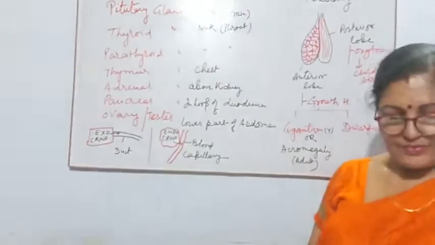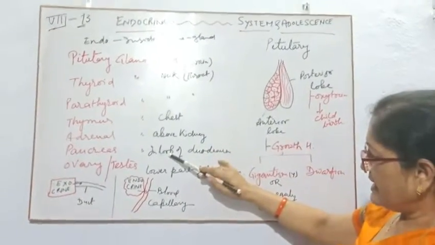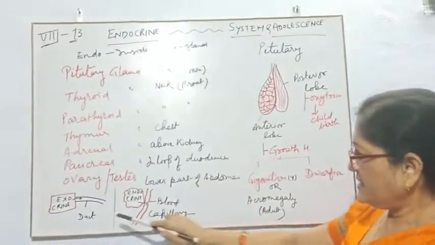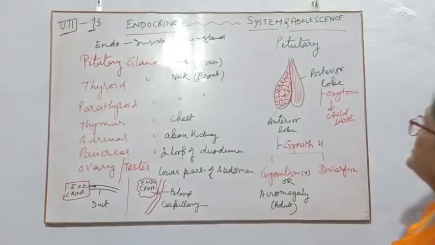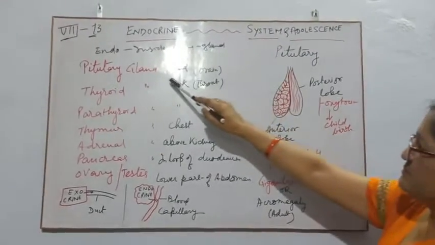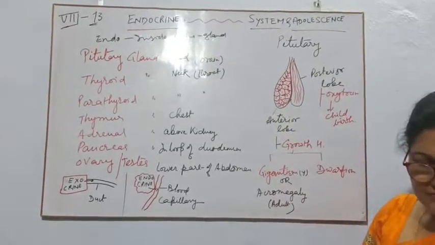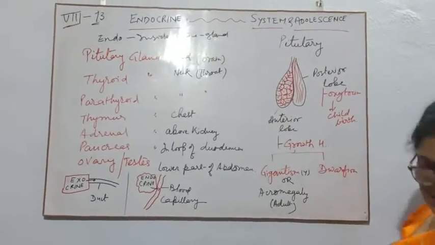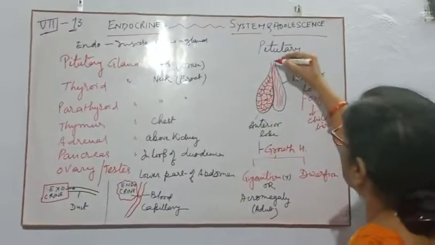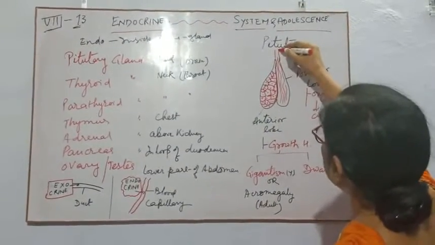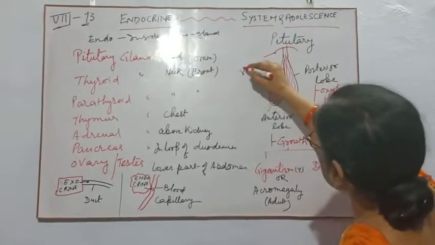Now, these are the endocrine glands we will study. And these are the types of glands, exocrine and endocrine. Now children, the first gland is the pituitary gland. According to your figure, you can see this is a gland which is hanging from the stalk of the pituitary gland, and there will be the hypothalamus.